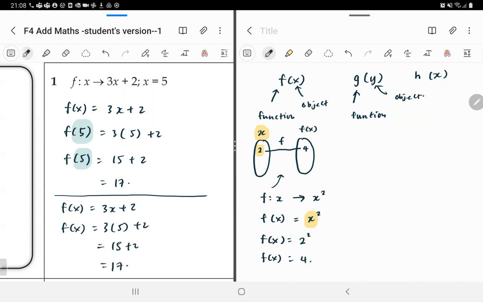Okay, normally this kind of question will be 1 to 2 marks, maximum 2 marks only. So if the question says 2 marks there, that means you need to show the working. This part will be the working. It is worth 1 mark. The final answer is worth 1 mark.